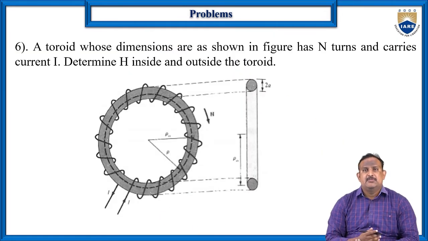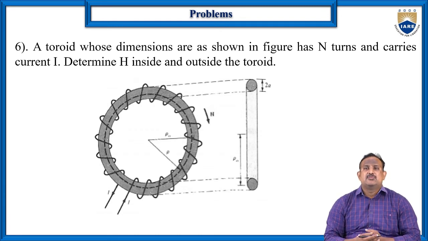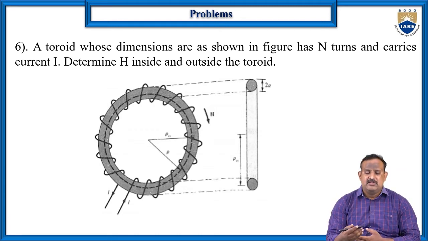Next, this is the other problem. A toroid whose dimensions are shown in the figure has N turns and carries a current I. Then we need to determine the magnetic field intensity inside and outside the toroid. Here the toroid also has circular loops, so we need to apply Ampere's circuital law to find the magnetic field intensity of a toroid.